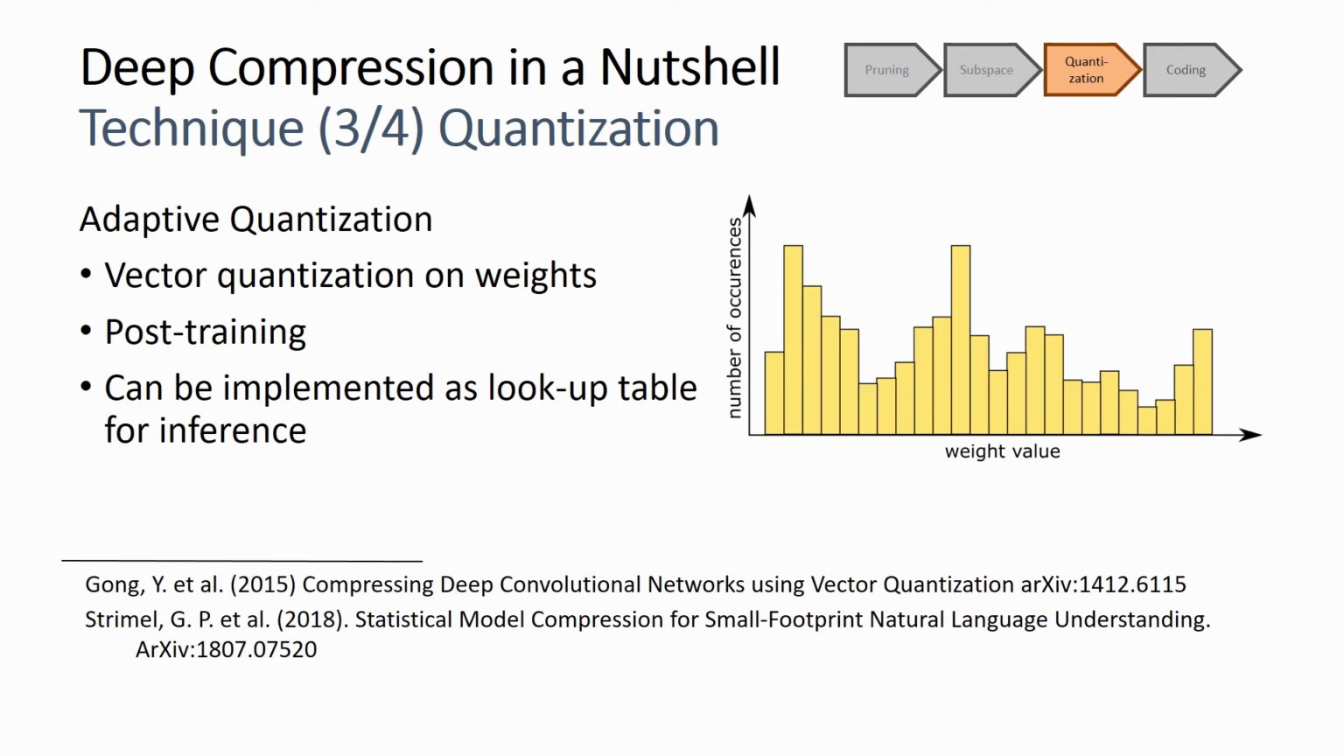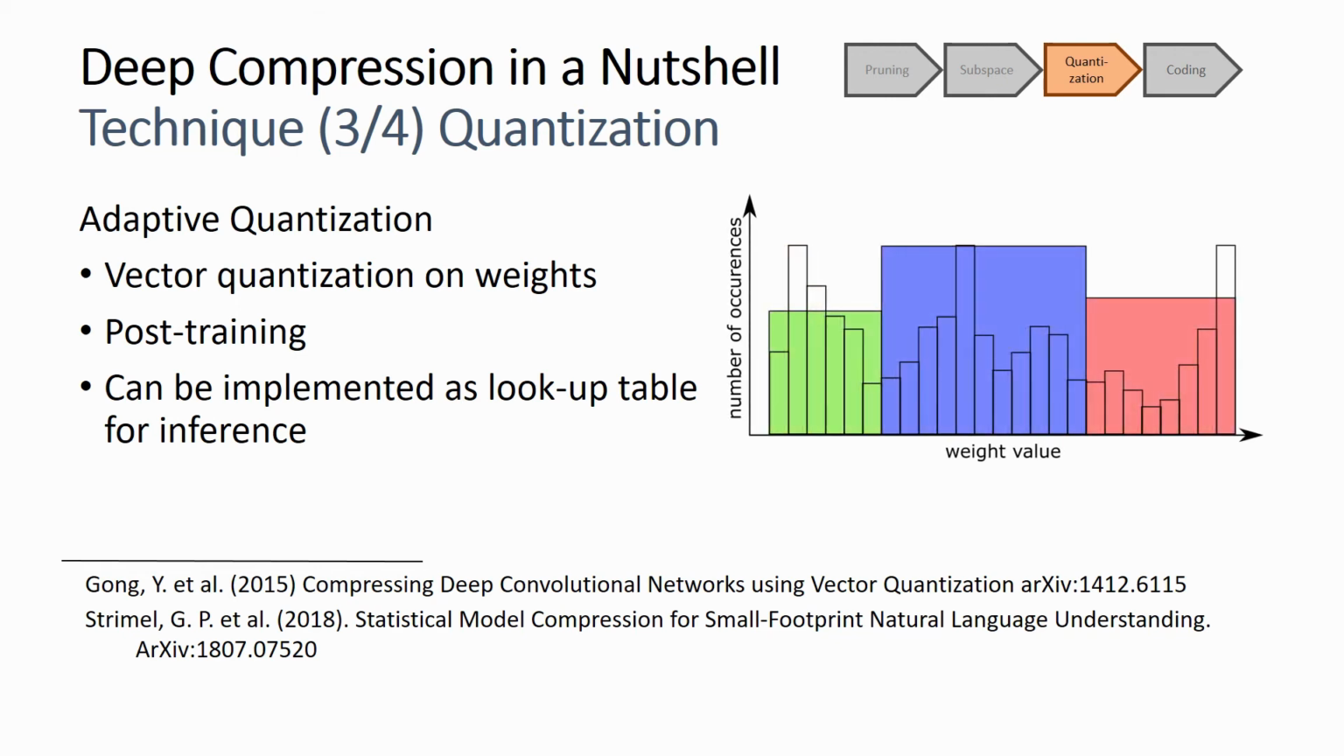Adaptive quantization takes into account the distribution of the weight values shown here. It is implemented as vector quantization or clustering of weights. It is done post-training, and for the inference, it can be implemented as a simple lookup table.